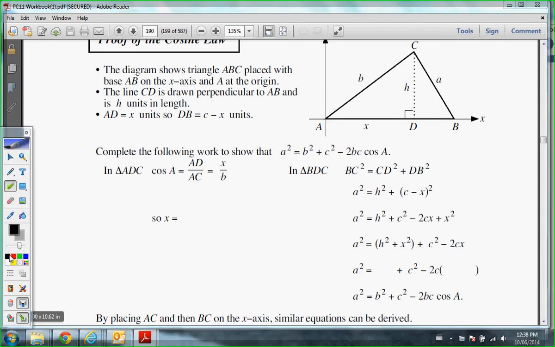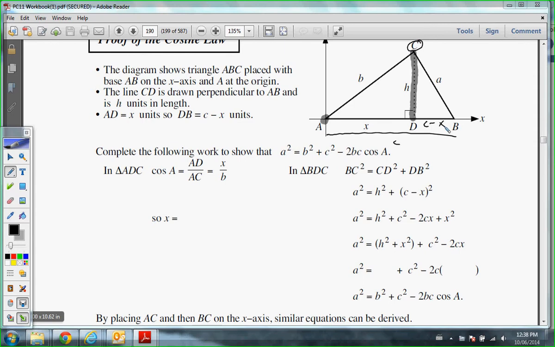All right, so the diagram shows triangle ABC. Place the base AB on the x-axis, so right here. And then it has A at the origin, same dot I just put. Line CD is drawn perpendicular, so that's this line here, and we'll represent that as H for the height. AD is x units, and DB is c minus x. So the reason they call this whole side little c is because this is angle C up here. So then that makes this little chunk c minus x. That's where they get that from.